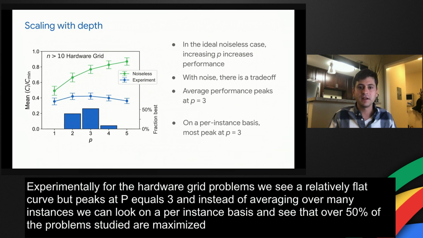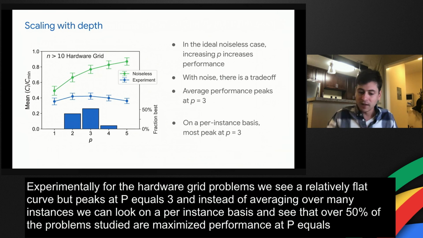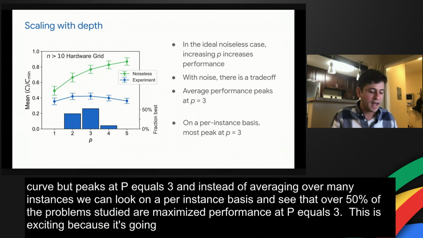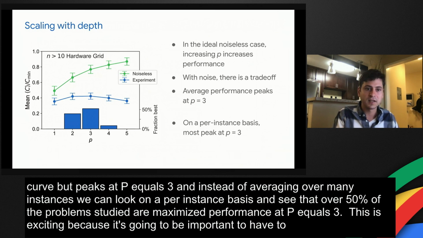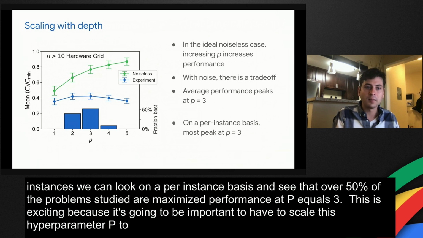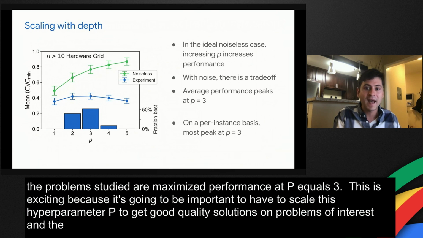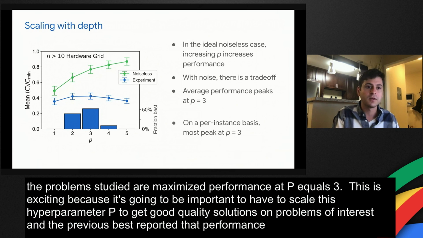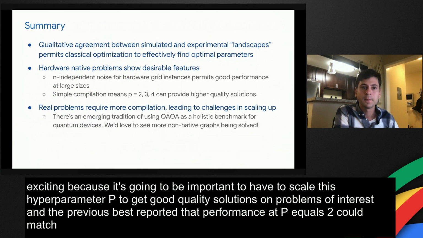And this is really exciting because it's going to be important to scale this hyperparameter P to get good quality solutions on problems of interest. The previous best reported that the performance at p equals 2 could match that at p equals 1, where here we show clear improvement at higher p.